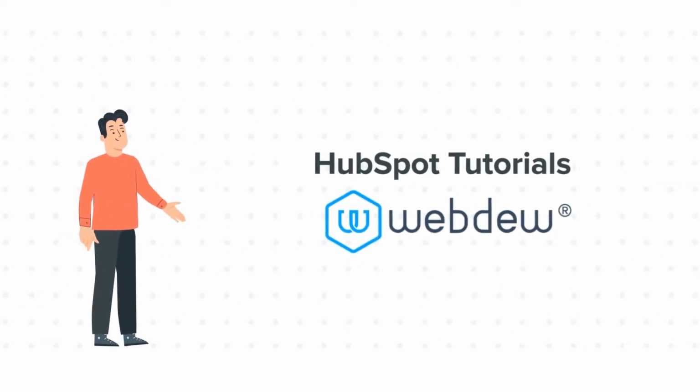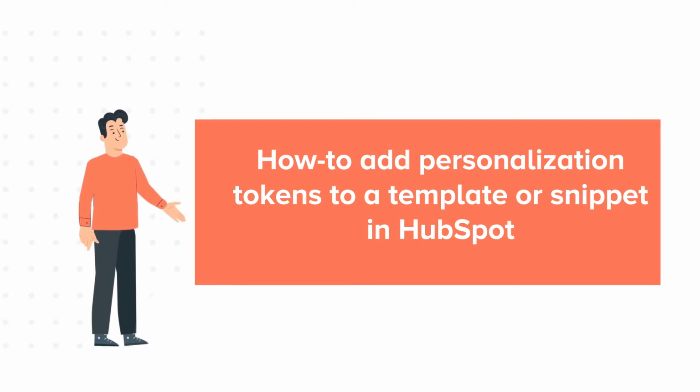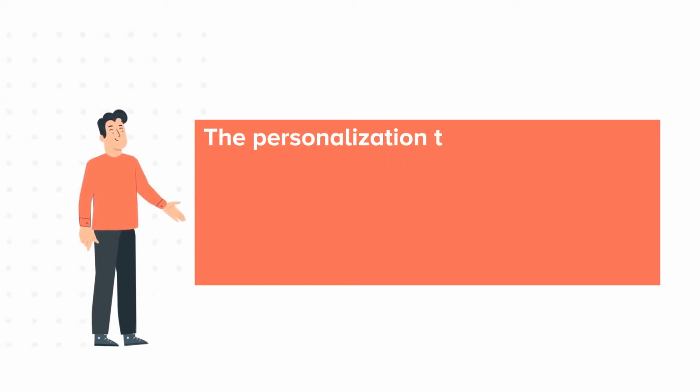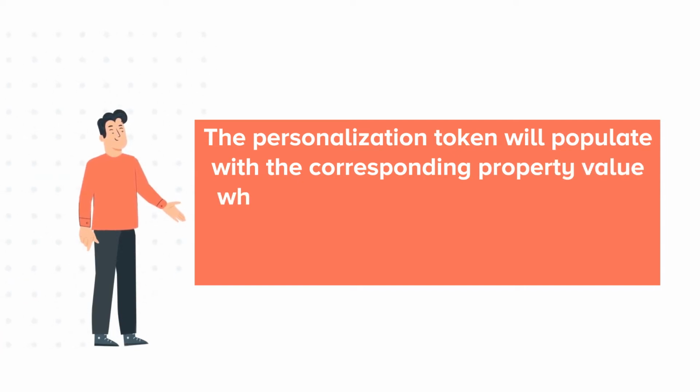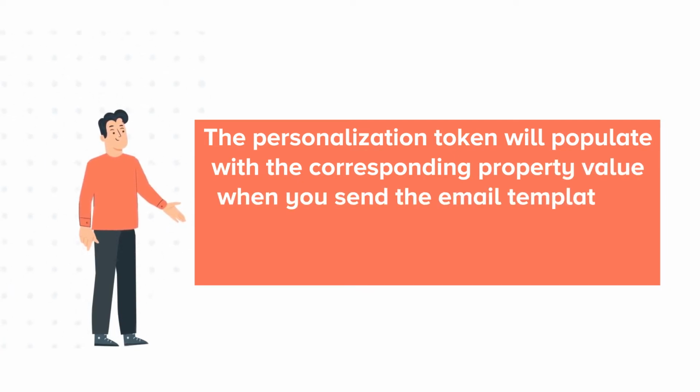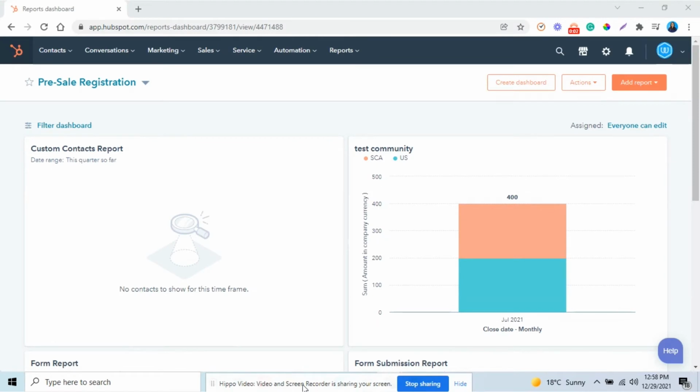This is Bob and our today's tutorial is about how to add personalization tokens to a template or snippet. The personalization token will populate with the corresponding property value when you send the email template or use the snippet. The values could be from a contact, company, deal, or ticket. Let's see how you can do this.